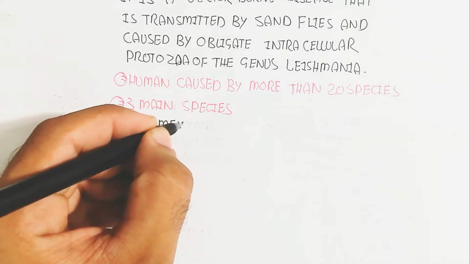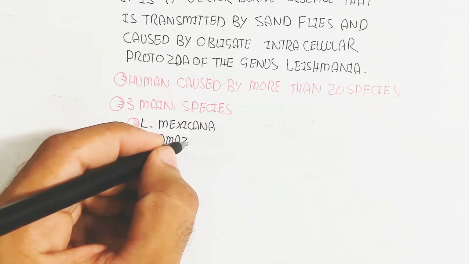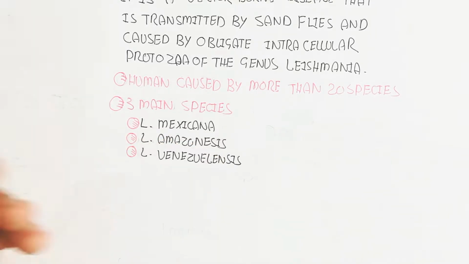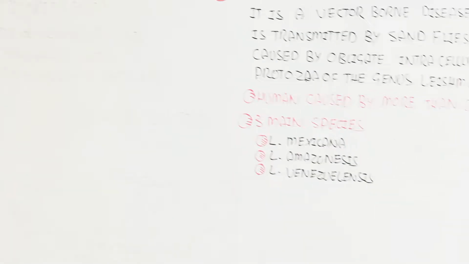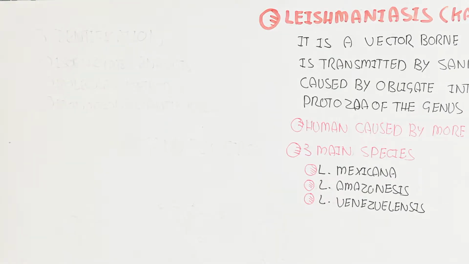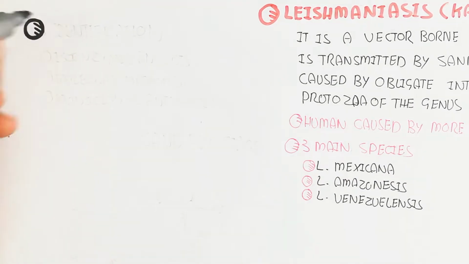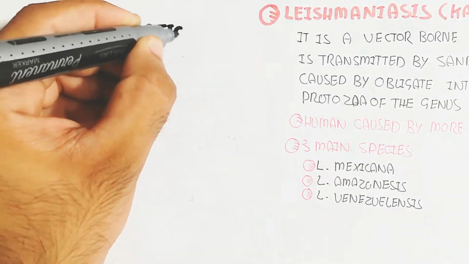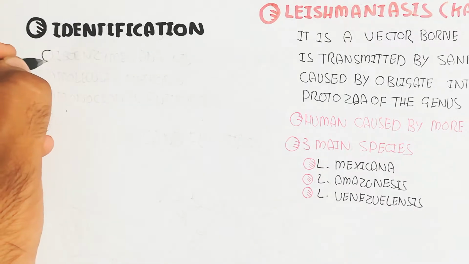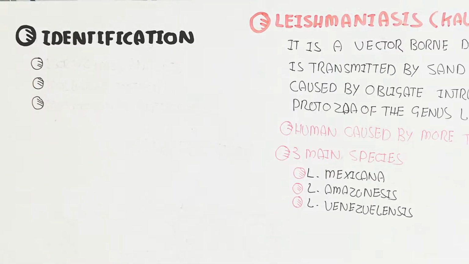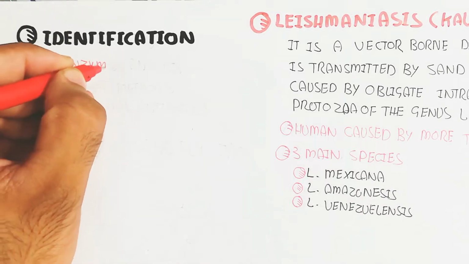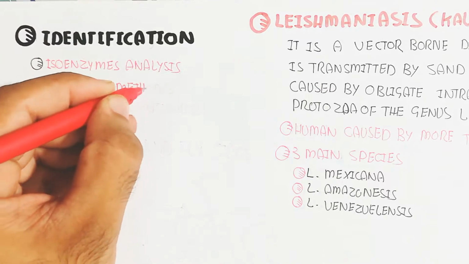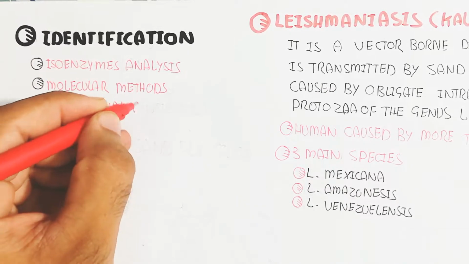In this way, the identification of the pathogen is basically through isoenzyme analysis, molecular methods, as well as monoclonal antibodies. These steps we will discuss in a different video, but here you can just learn about isoenzyme analysis, molecular methods, and monoclonal antibodies. This is the identification. So the identification is through these three steps.